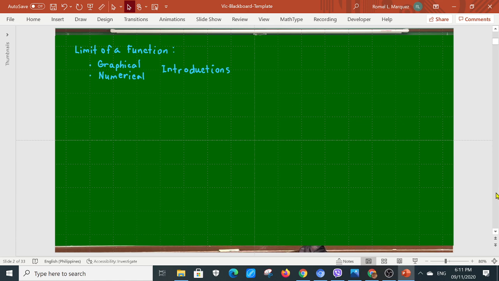So we have limit of a function, graphical approach. Graphical approach of limit of a function.